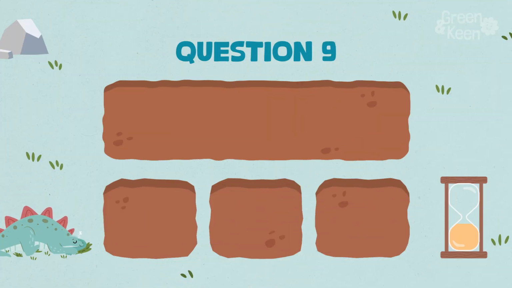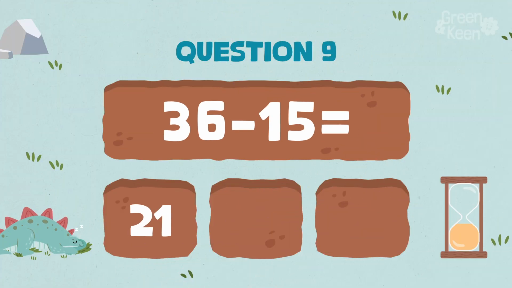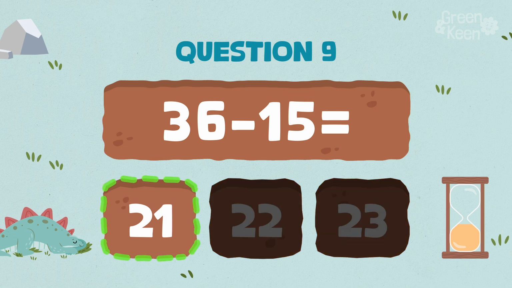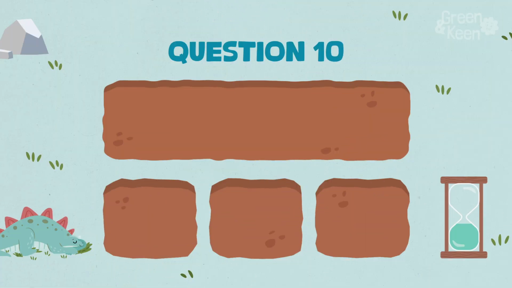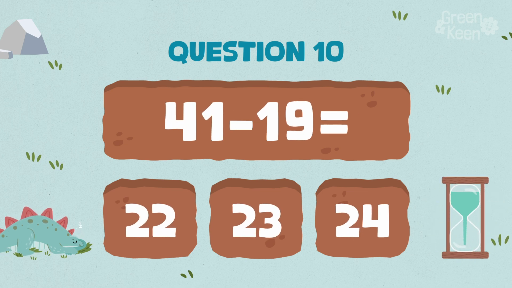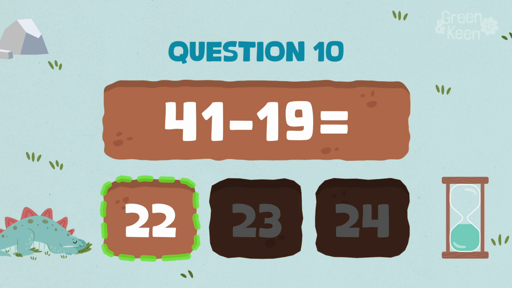Question number 9. 36 minus 15 equals... The answer is 21. Question number 10. 41 minus 19 equals... The answer is 22.